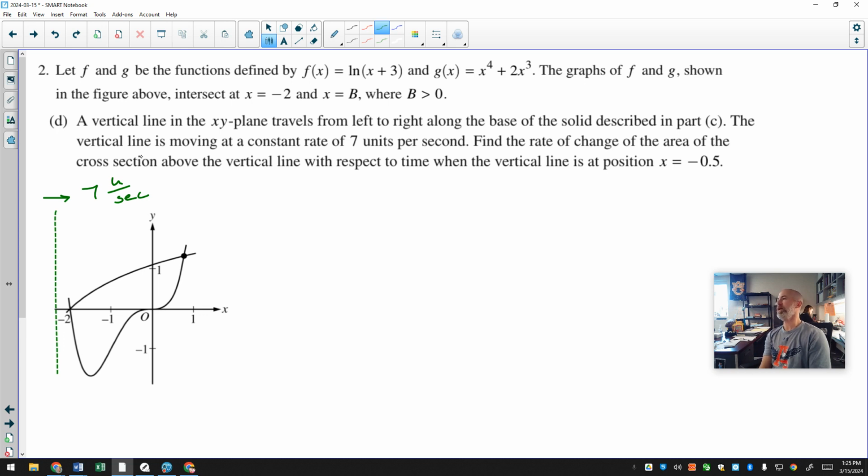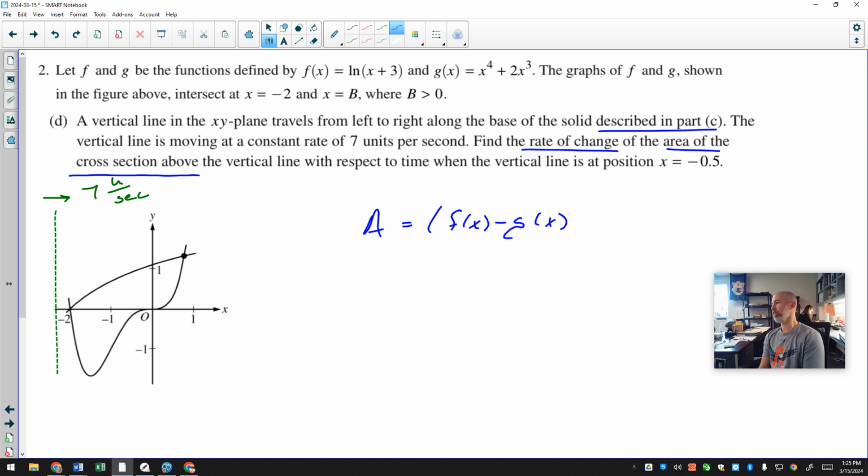All right. So moving left to right. Okay. It took me about 2 or 3 readings to try to wrap my head around this, but it says the vertical line is moving at a constant rate of 7 units per second. I just made note of that. Find the rate of change. That's a derivative phrase. Rate of change should make you think slope or derivatives of the area of the cross section. And we're talking about the cross section described in part C. And that area was f of x minus g of x, squared.